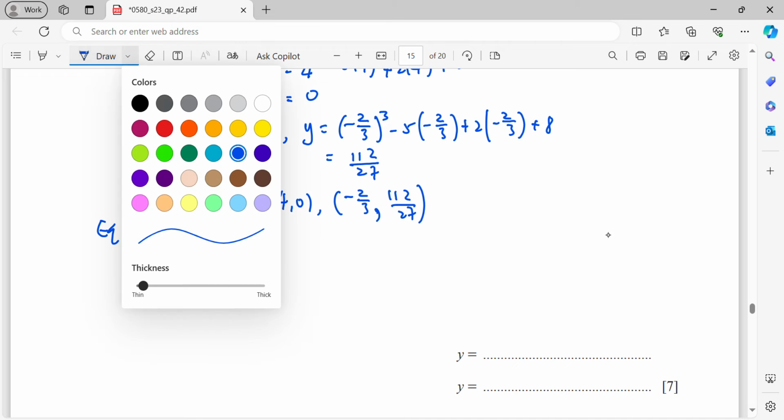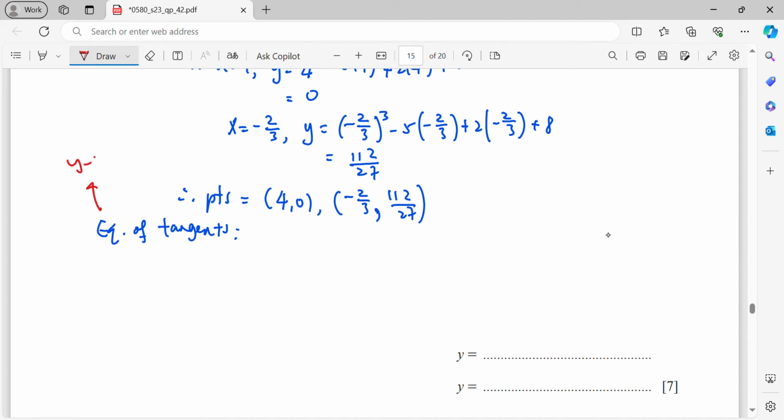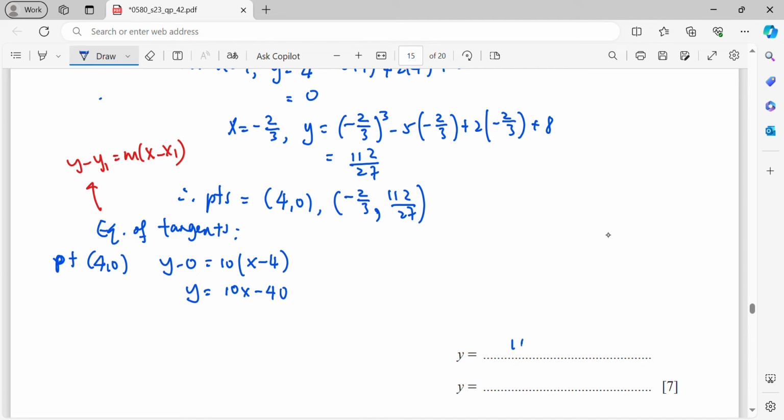Our straight line formula is y minus y1 equals m times (x minus x1). Okay, so for the first point, (4, 0), I will write y minus 0 equals, the m is 10, times (x minus 4). Then from here, my y equals 10x minus 40. That is my first line.